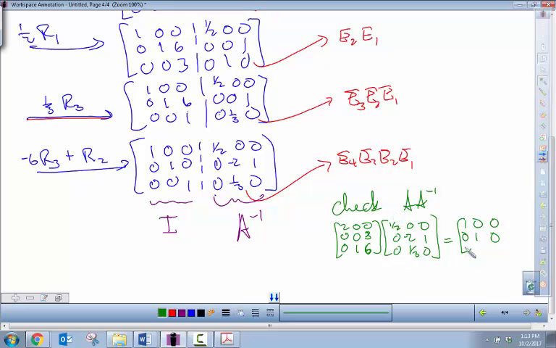Third row, first column is 0. Third row, second column, I have a -2, and then 6 times 1/3 is +2. -2 plus 2 is 0. And then finally you get a 1 for that last one. So that does check out. You should also check A inverse times A to make sure that it's the same thing. Okay? So that's the stuff we needed to do last time.